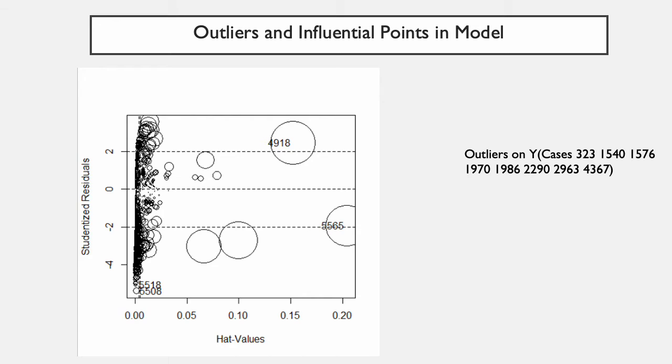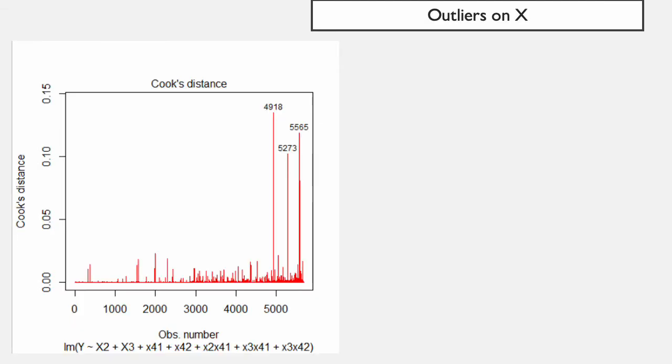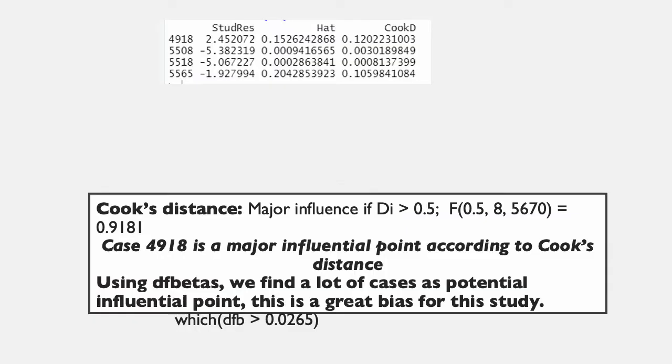In order to check for outliers and influential points, we see that we have different outliers and different influential points, and also we have outliers on X and outliers on Y. According to Cook's distance, our major influential point is case 4918. We did not present our DFBETAS plots as we found that there were a lot of cases that have potential influence on the model. This happens to be a great bias for our study.